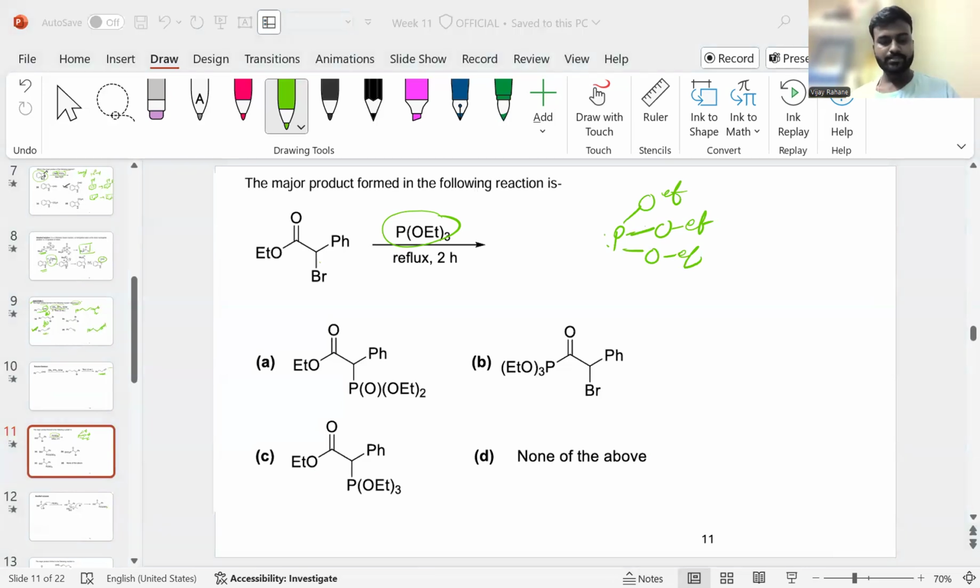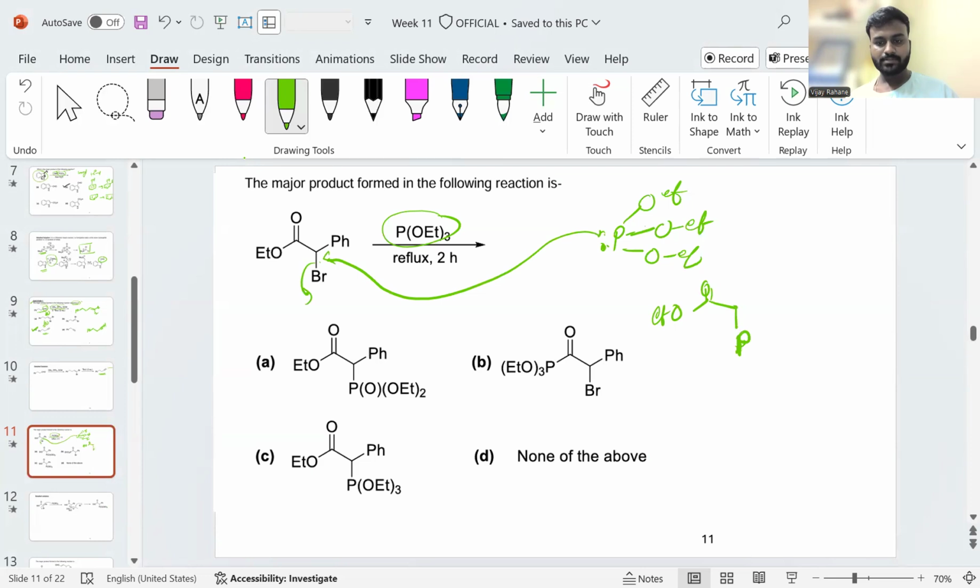So if you look at the stepwise mechanism for this reaction, the phosphorus has the lone pair of electrons. So this lone pair of electrons in the first step attacks on this position, and the bromide gets eliminated. So the first step will be ethyl double bond O. So here there will be the phosphorus, which has the ethyl, sorry, the O ethyl side chain. I will not draw fully that one. So this is the product.